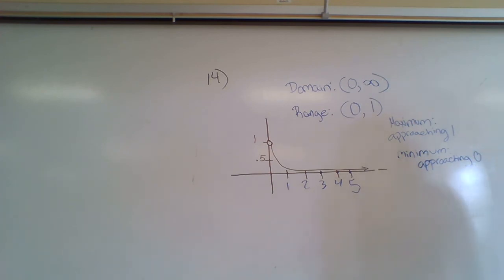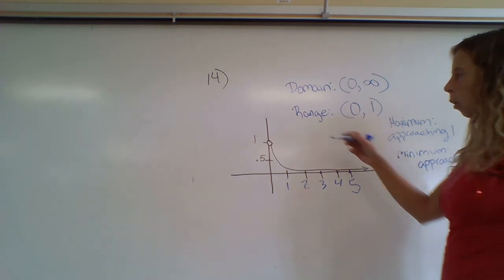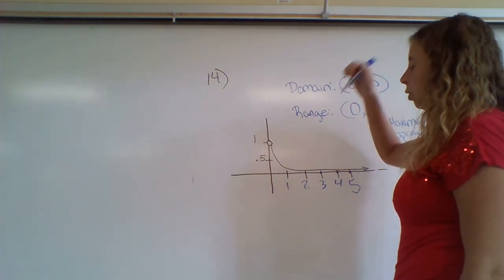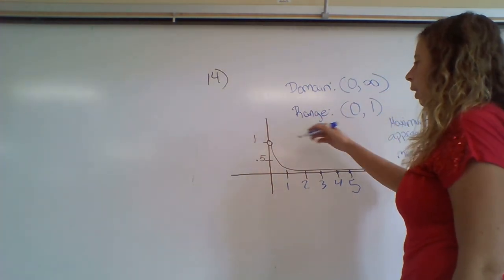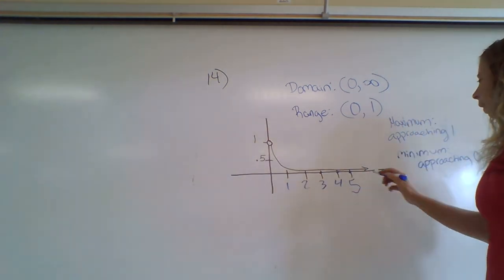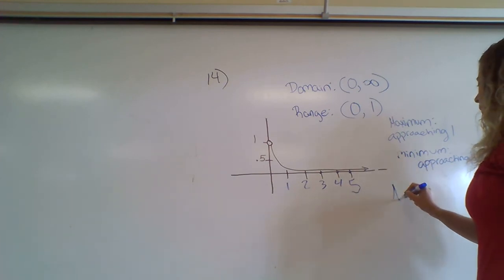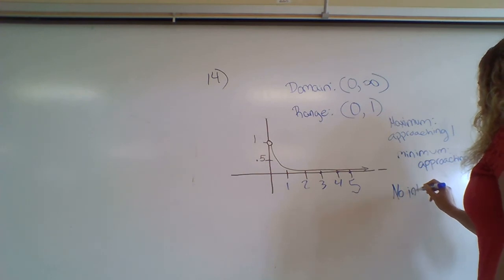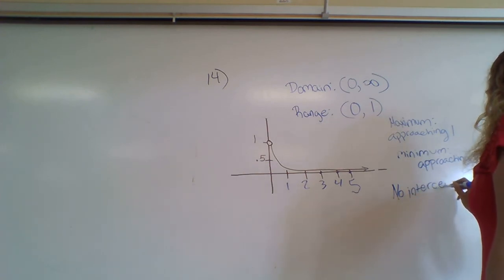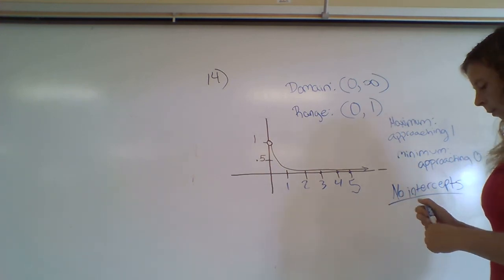What else did I say? Domain, range, max, min. Oh, intercepts. So technically, because this is a hole, we're getting super close to the y-axis, but we're not actually intersecting it. And then x-intercept, nope, because this is going to travel forever and ever, but never actually touch it. So we have no intercepts. Okay.